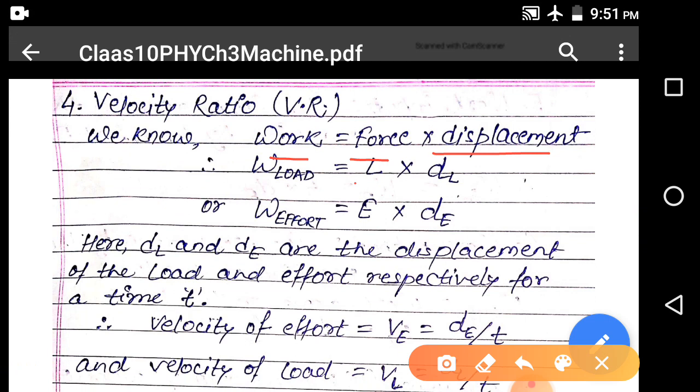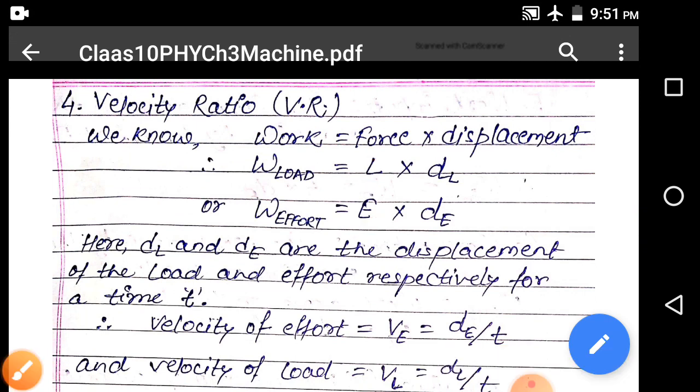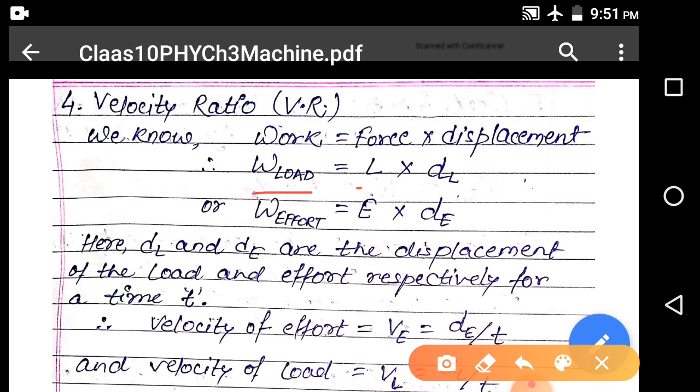L is the load, which is a force, and E is effort, which is also force. So two possible works done are here. Work done on the load is L, which is a force, into dl, the displacement. Work done by the effort is equal to E, which is a force, into dE.